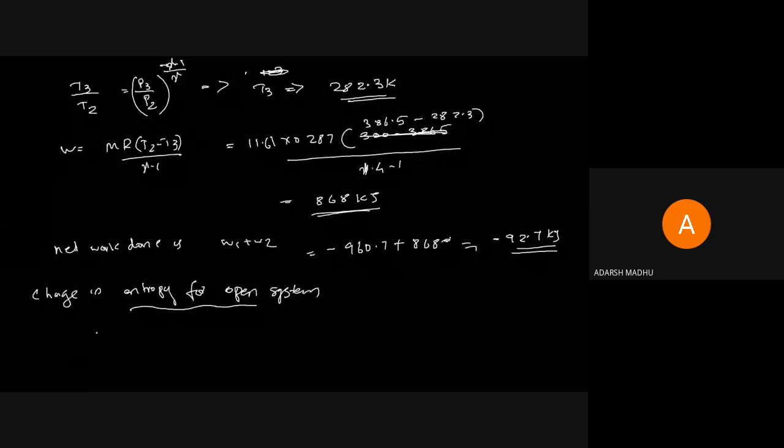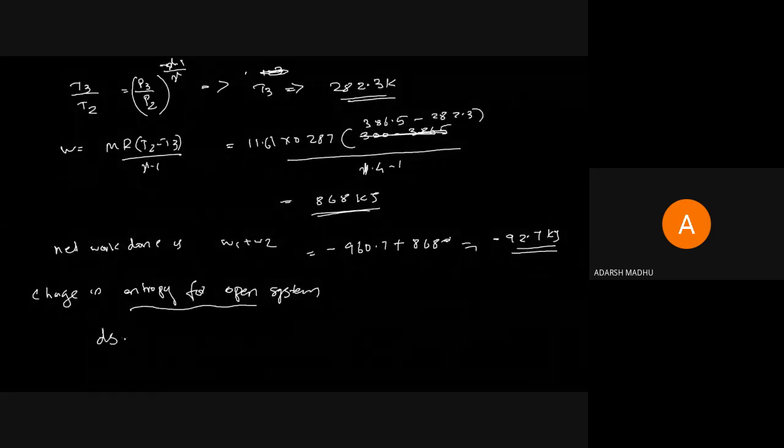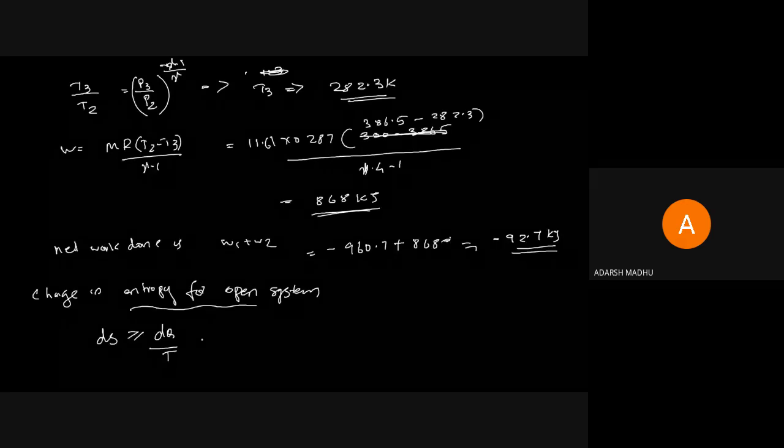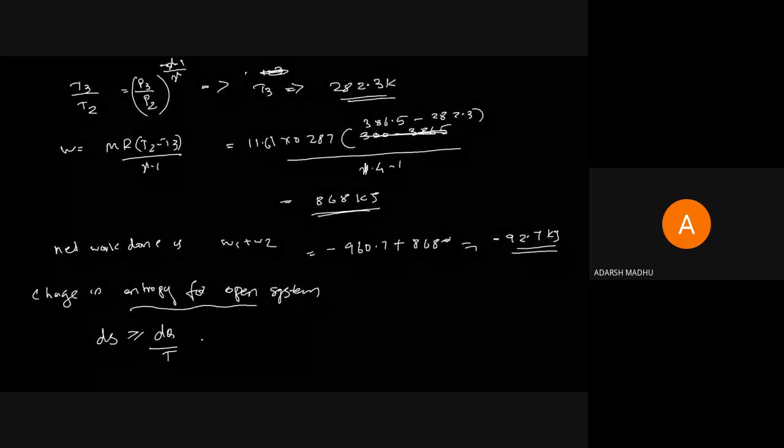That is the change in entropy, ds, which is S2 minus S1. We can write the equation as greater than or equal to. We know that ds equals dq by T, right? dq by T is the normal equation for a closed system. The initial standard equation is ds equals dq by T, where dq is the heat transfer divided by absolute temperature. That is the equation for entropy: ds is greater than or equal to dq by T.